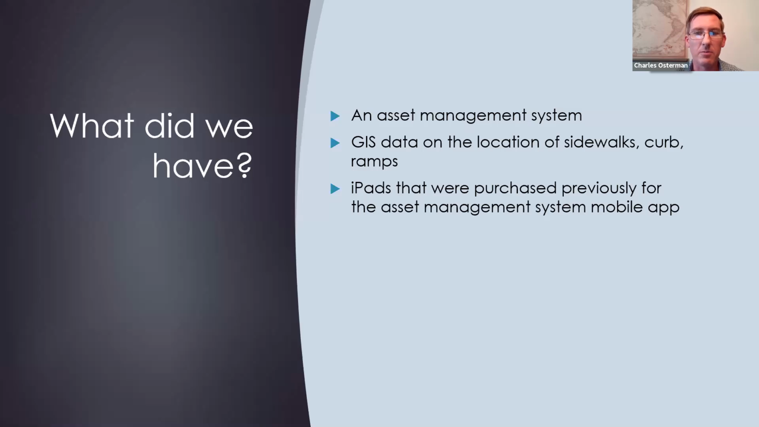We already had stuff in place. We already had an asset management system that had been used for a couple of years. We already had GIS data about the locations of our sidewalks, our curbs, and our ramps. And we already had a set of iPads that had been purchased to use with the asset management system's mobile app. So that stuff was already in place.